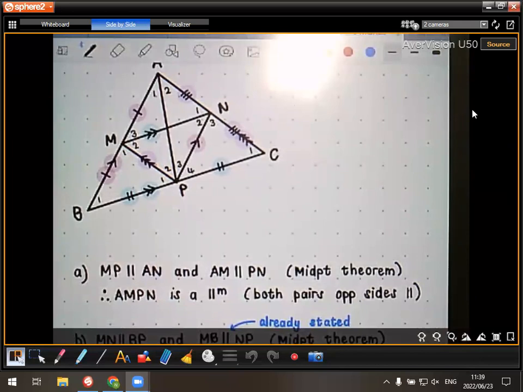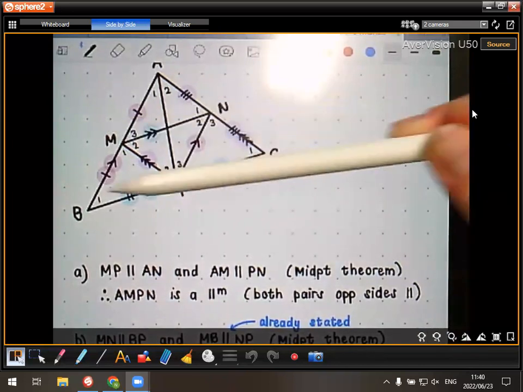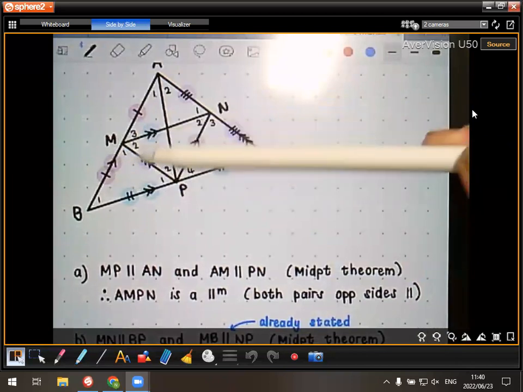Yes. Yeah, so you could have said that MP is half of A. Yeah, could have been. Okay, fine. Now the next one, guys, that they wanted us to prove was MNPB. All right, so this shape here at the bottom.